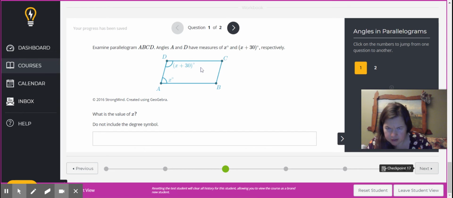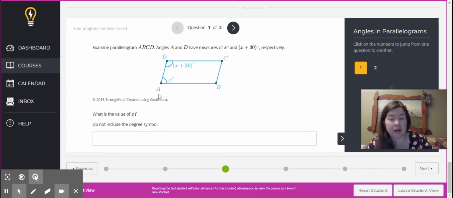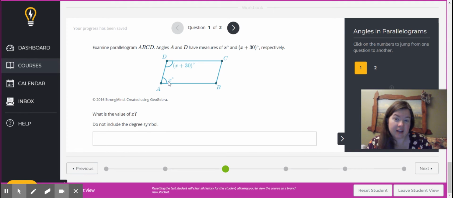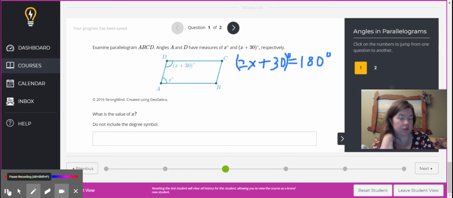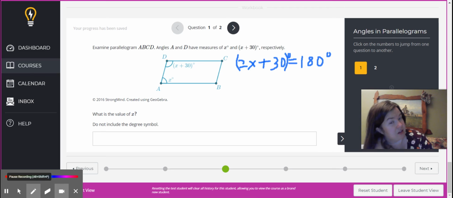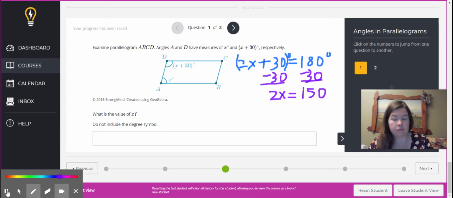So if x plus 30 is equal, plus x equals 180. No, they don't equal each other. They add up to 180. But if I had x plus 30, that would be 2x plus 30. So 2x plus 30 equals 180. So then we want to solve for x. So we'd minus 30 from both sides. So then 2x would equal 150, right? Because those 30s cancel out. And then 180 minus 30 is 150.